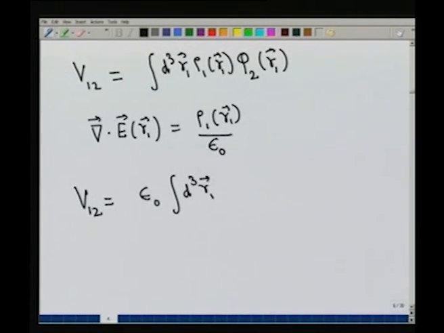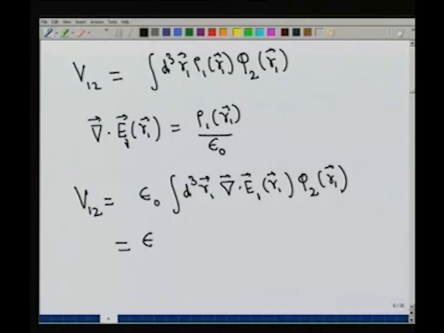d cubed R1, divergence of E1 of R1, because this is the field produced by what I call the charge density labeled one, E1 of R1, into phi 2 at R1. So 1 and 2 clearly tell us that there are two distinct different charge distributions that we are interested in.